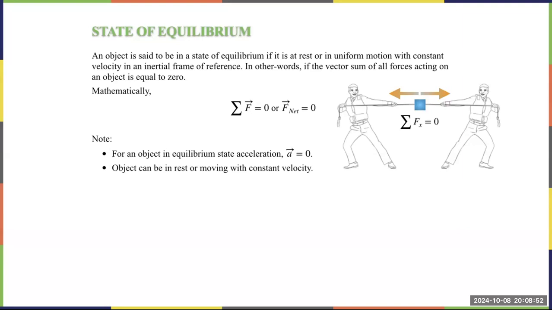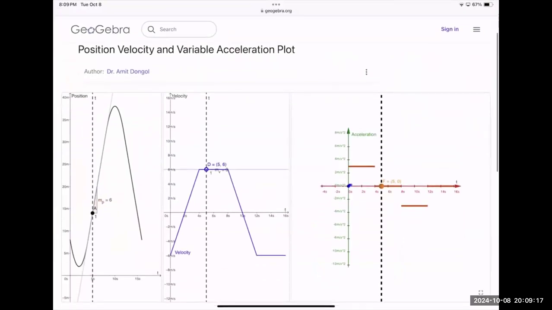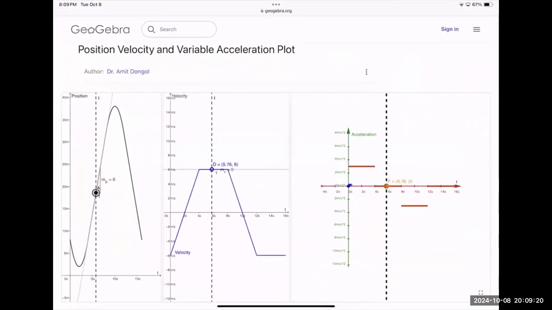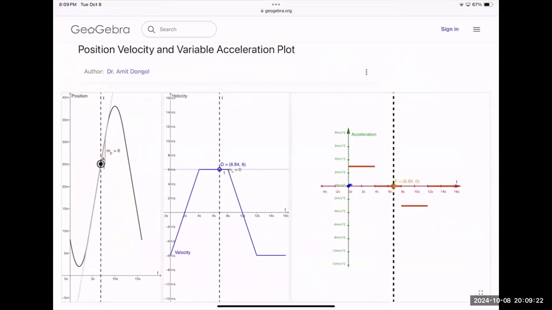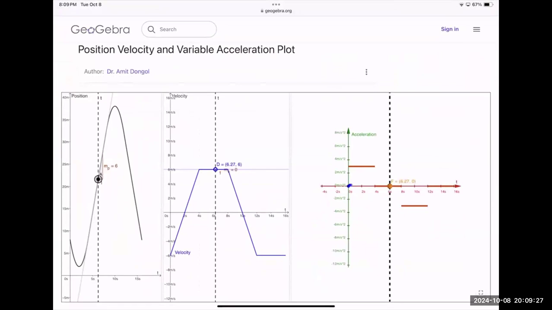Remember the graph. Let me show you. If I open this one, not the YouTube. Okay, all right. So in this case, as you see here, this object is moving. And as this black dot is moving, you see this blue dot, which is the velocity plot.